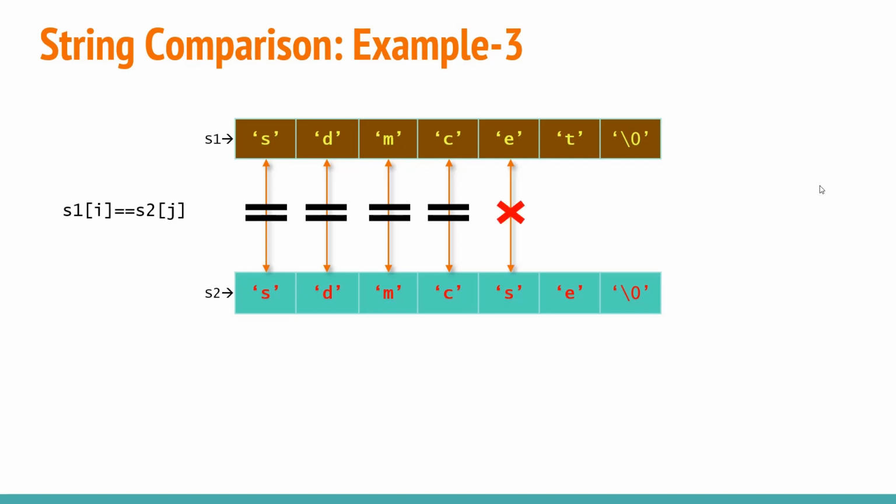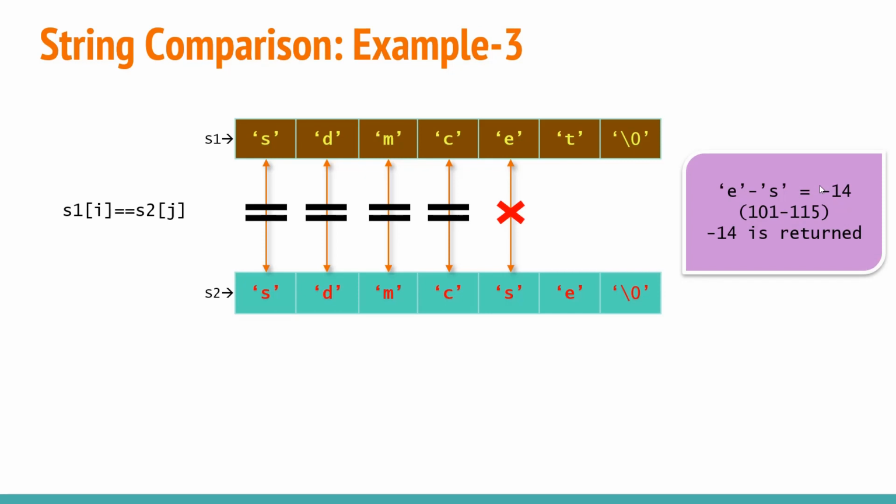So what is the difference between E minus S, which is minus 14? How? Because ASCII value of E is 101 and ASCII value of S is 115. Hence, a negative value is returned. What is the meaning of negative value? The first unmatched character in the first string has lesser or smaller ASCII value than the first unmatched character of S2. So these are three possible scenarios in which string comparison can be implemented.